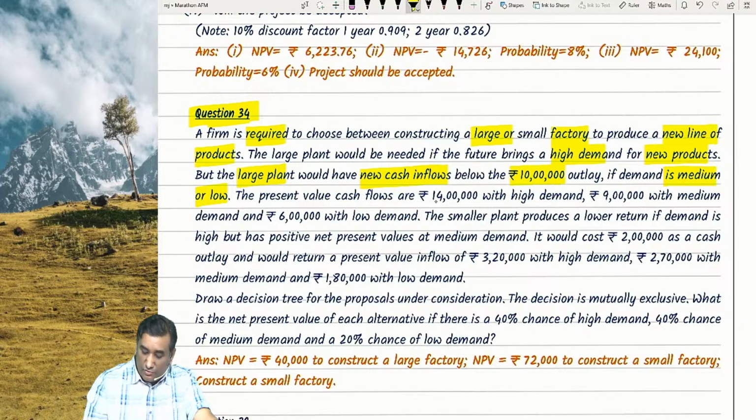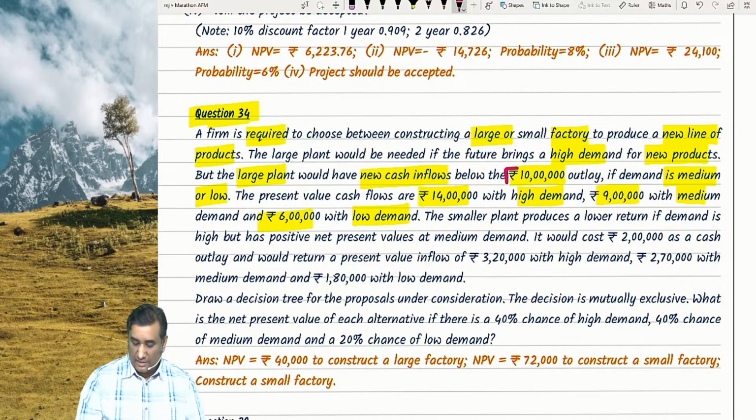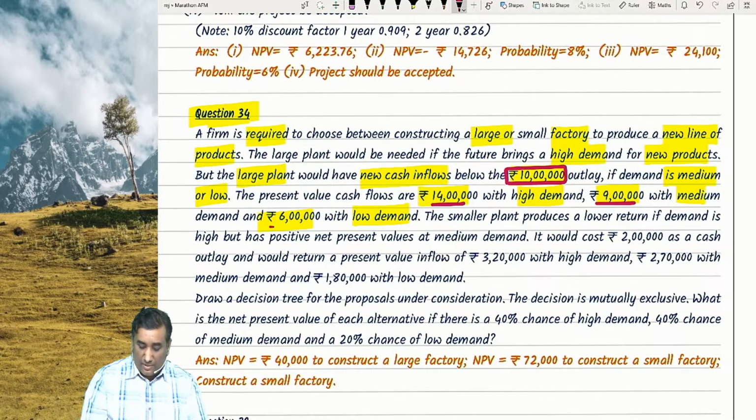The present value of cash flows are 14 lakh with high demand, 9 lakh with medium and 6 lakh with low demand. Now in simple words, if I go for large plant, then my outflow would be how much? 10 lakh, and if demand is high I earn how much? 14 lakh inflow. If demand is medium I earn 9 lakh inflow. If demand is low I earn what? 6 lakh inflow.